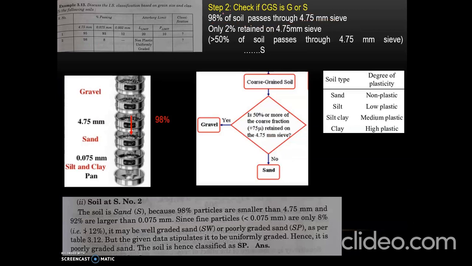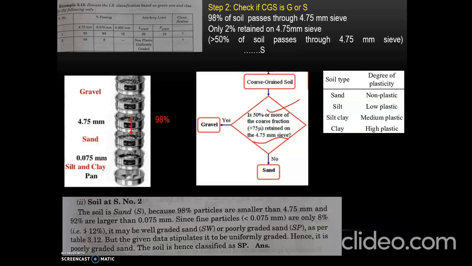So that is what is mentioned over here. Step number 2, check if coarse-grained soil is gravel or sand. So to check whether it is gravel or sand, we will have to satisfy the condition. If 50% or more of the coarse fraction is retained on 4.75 mm sieve, then it is gravel, or otherwise it is sand. So we will check out how much percentage is retained on 4.75 mm sieve.